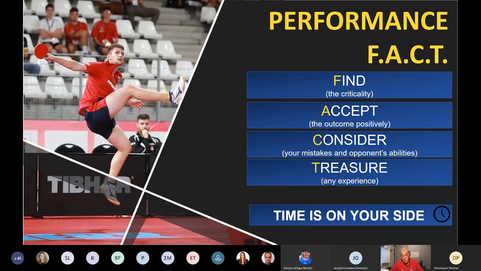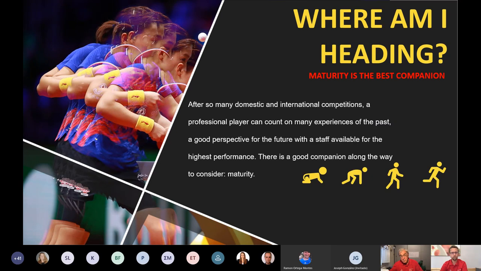So I would say that time is on your side. You have to count on this, because through time you can learn. So where I'm heading, maturity is the key. Of course, we are getting a lot of experience, competition, learning, feedback from coaches, from players, from your own, and so on. So we are going to be mature and mature and mature, and this is your best skill that overall you can apply in all other skills.